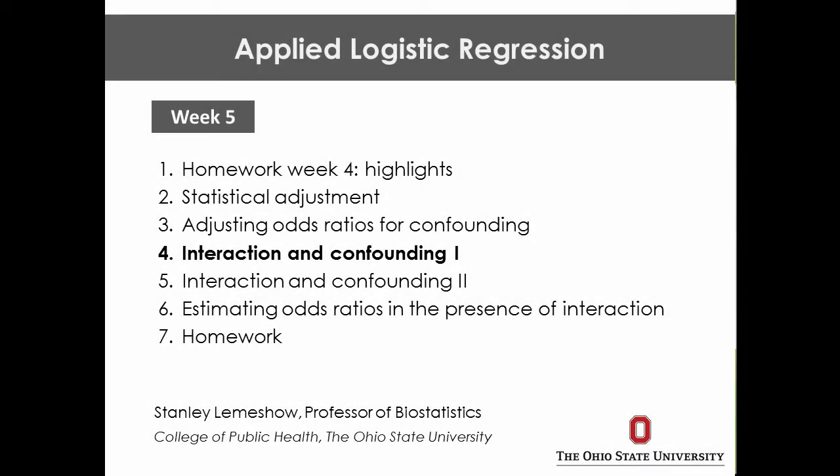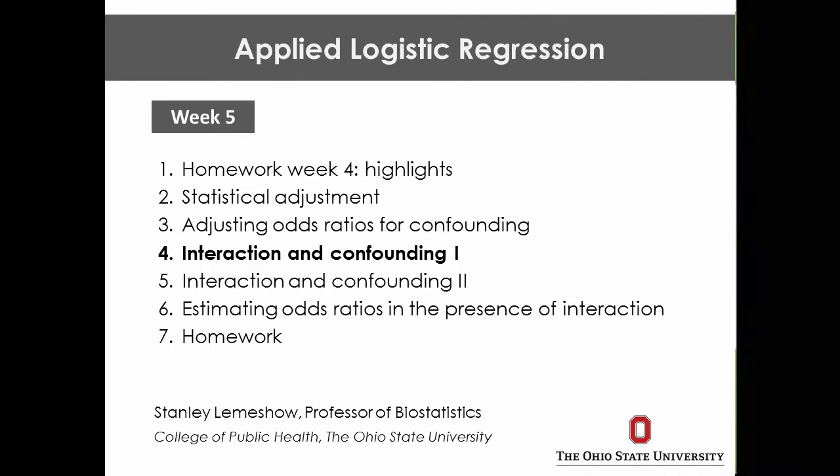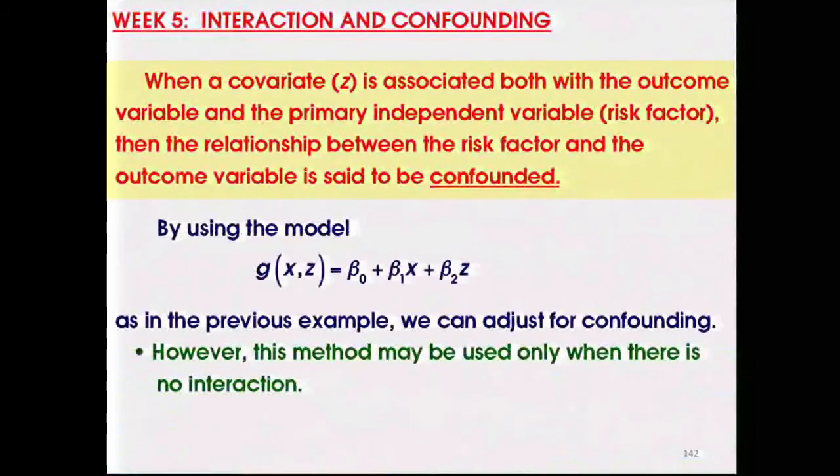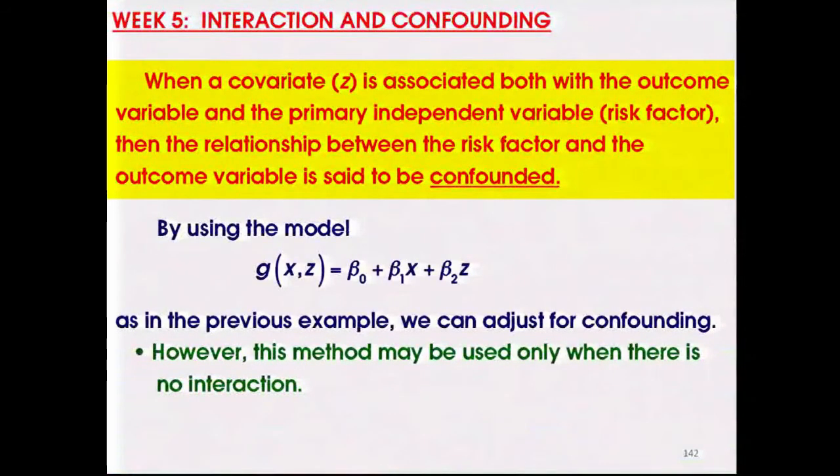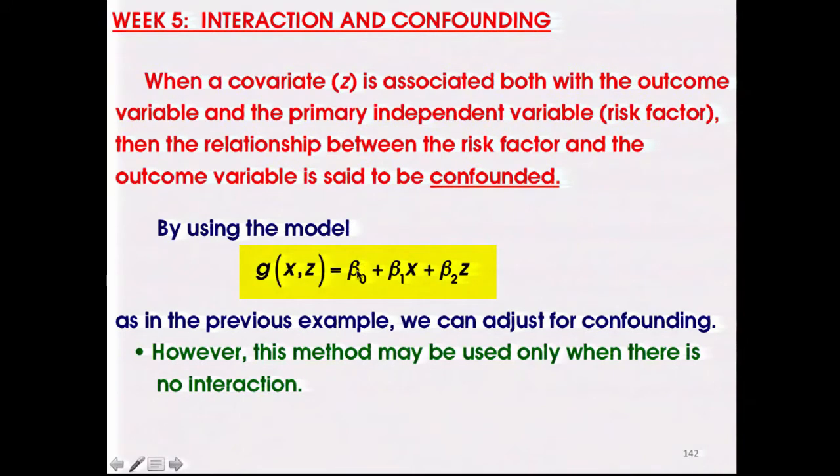Okay, welcome back. So now we're going to consider the issue of interaction and confounding. When a covariate z is associated with both the outcome variable and the primary independent variable, that is the risk factor, then the relationship between the risk factor and the outcome variable is said to be confounded. By using this model, beta naught plus beta 1x plus beta 2z, as we did in the previous example, we can adjust for confounding. But this method can only be used when there's no interaction.